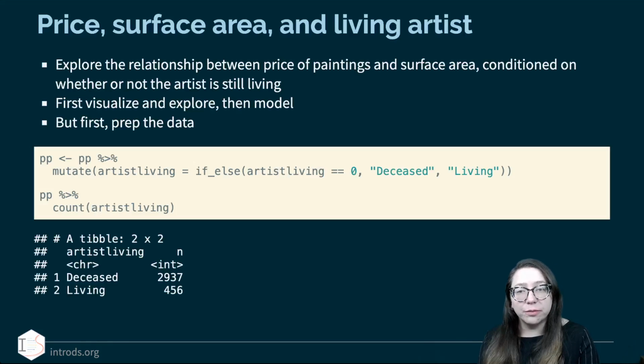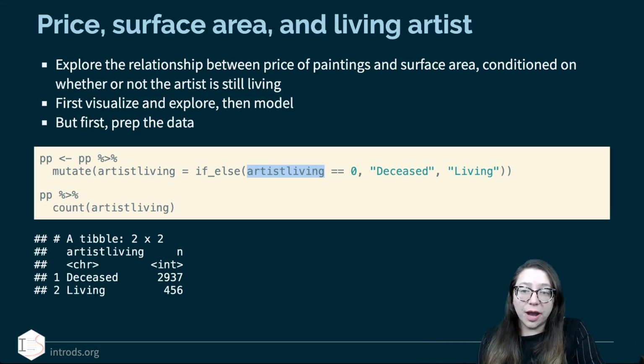So we're going to look at predicting price from surface area and whether or not the artist is living. We want to first visualize and explore, and then we're going to model. And first we need to prep our data. Our artist living variable was coded as a 0, 1 variable, and 0 basically means the artist is deceased and 1 means the artist is living.